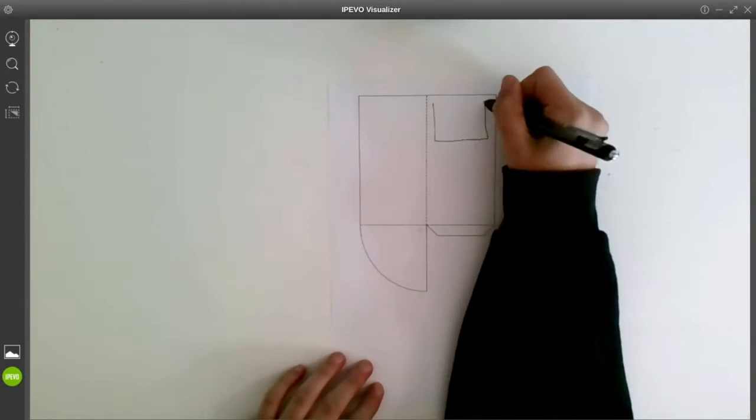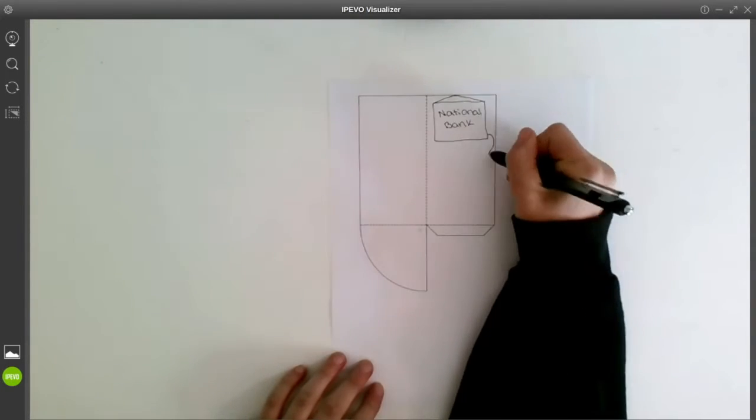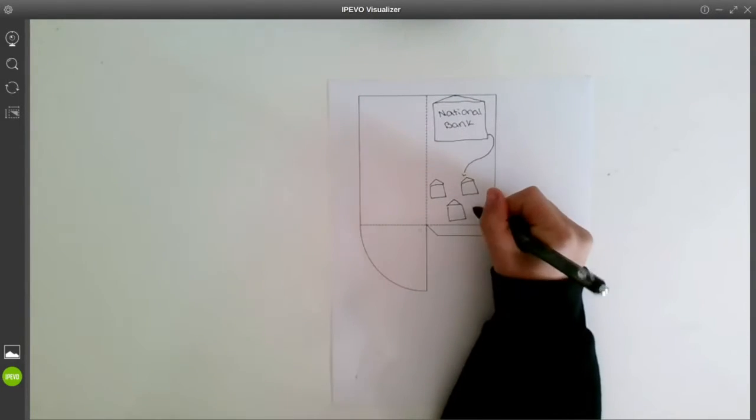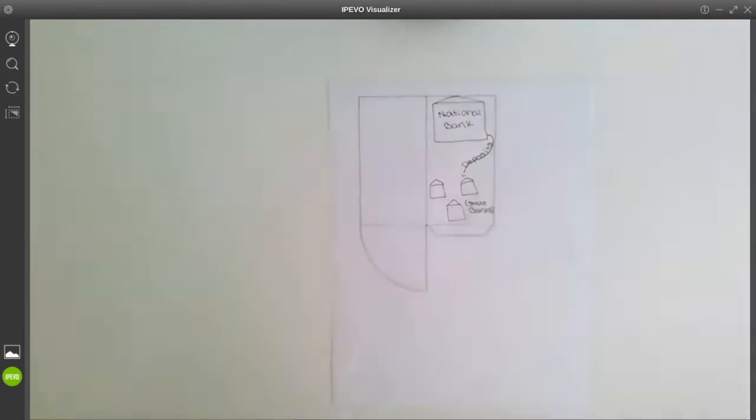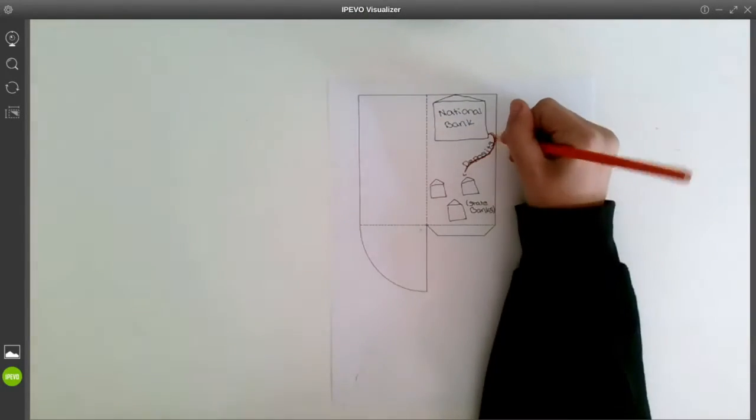Next, take the last or 4th piece of template paper. Draw a representation of the deposits in the National Bank being transferred to state banks. Go over in pen, then add color.